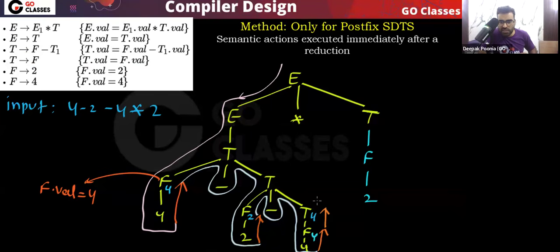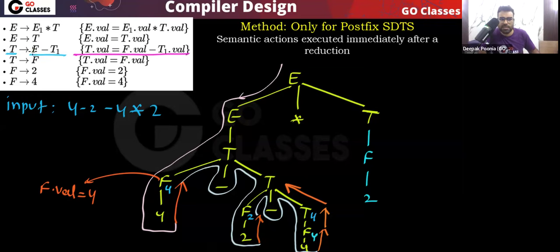Okay, we got another reduction. What is that? Look at this reduction: F minus T is reducing to T. So here you can see immediately after this reduction, the corresponding semantic action we will perform.